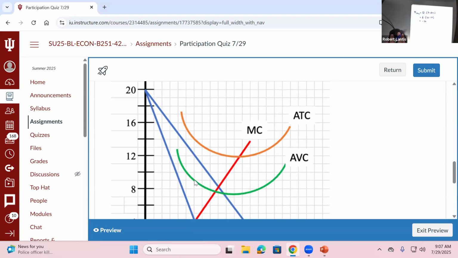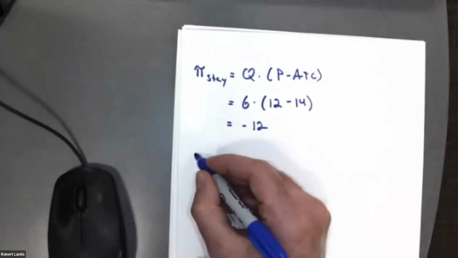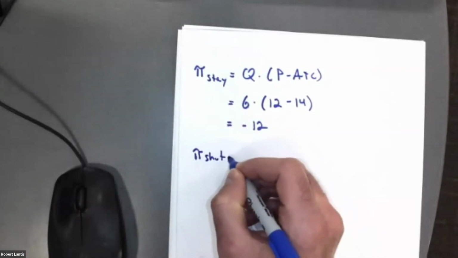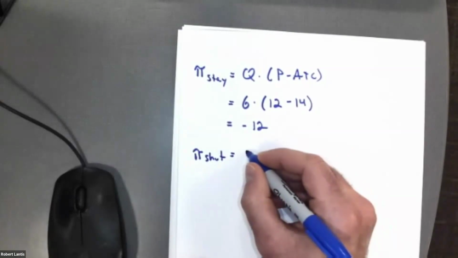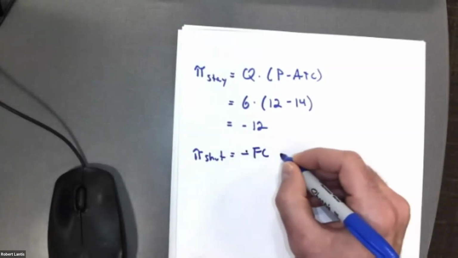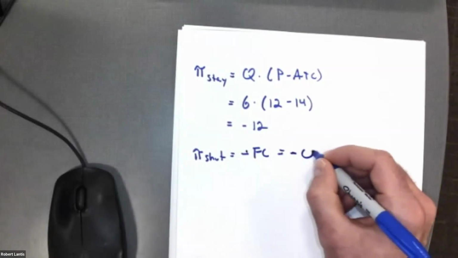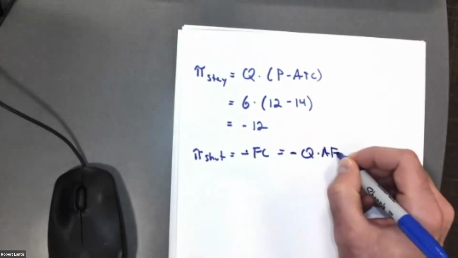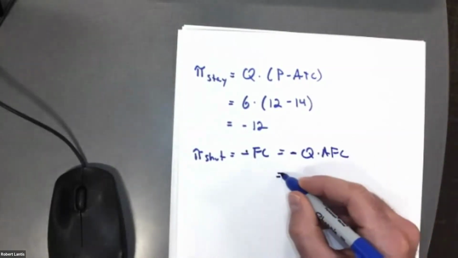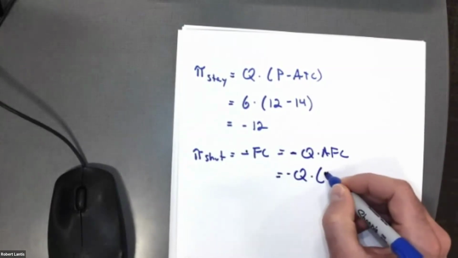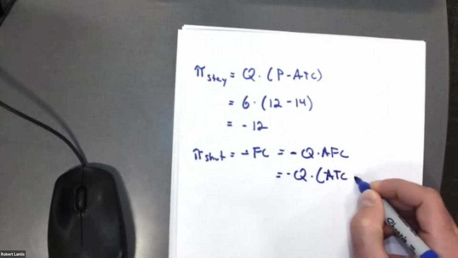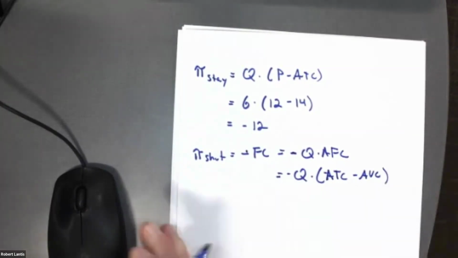So I can think about what my profits would be if I shut down. We said if I shut down, my profits should simply be negative fixed costs. Another way of writing that is the quantity I'm selling times the average fixed costs. How do I find my average fixed cost? That's average total minus my average variable.